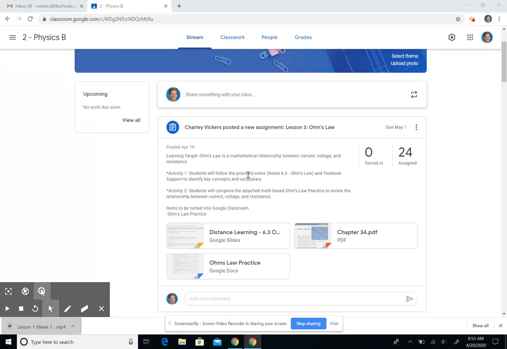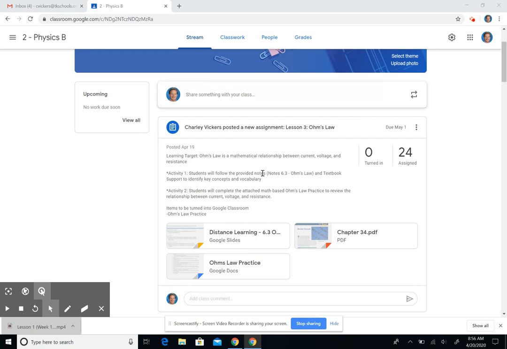So for lesson 3, we'll be talking about a mathematical relationship called Ohm's law. And this just goes over the mathematical relationships between electric current, voltage, and resistance. Right? So to help us out with that, this lesson has been broken down into its learning targets and the 2 activities that you need to complete.